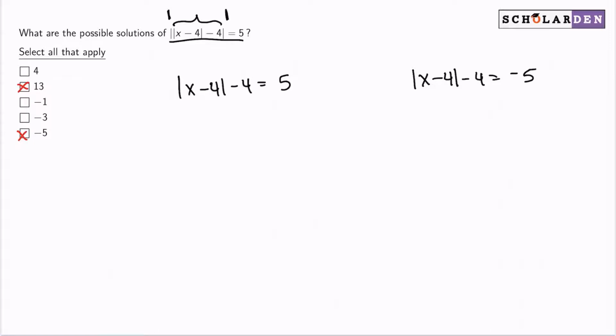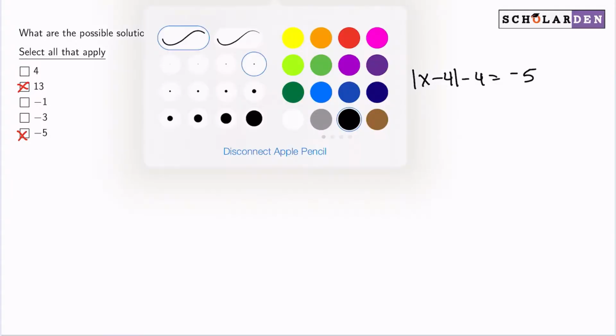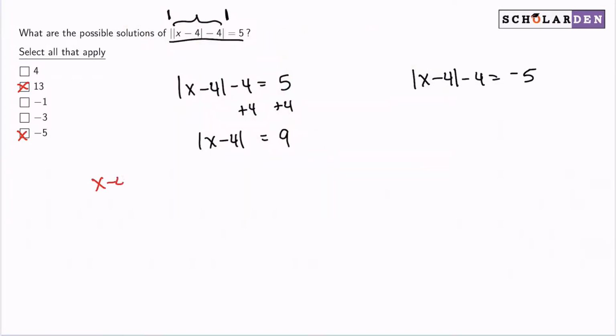What I can do is add 4 to both sides, giving me the absolute value of x minus 4 equals positive 9. But here we are again, right? Now we're in the same situation, so we'll apply the same technique. We will state that x minus 4 can result in 9, because if this is 9, then the absolute value of 9 is still 9. And we can also set x minus 4 equal to negative 9, because if this is negative 9, then the absolute value of it will still result in positive 9.